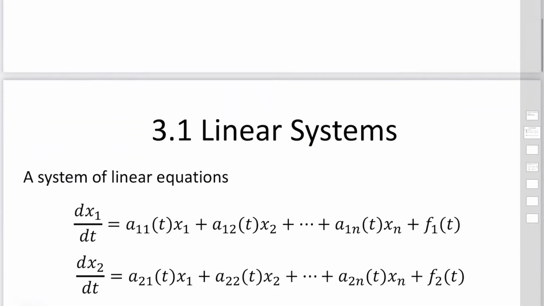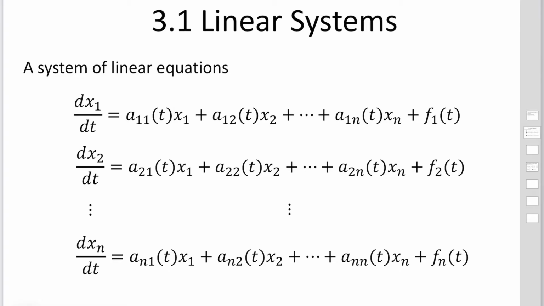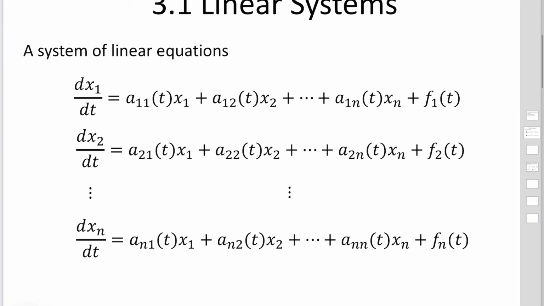In linear systems, we consider many dependent variables, but a single independent variable. This is an example of a system of linear differential equations. We have n dependent variables, x sub 1, x sub 2, up to x sub n. So we have n dependent variables and a single independent variable, t.